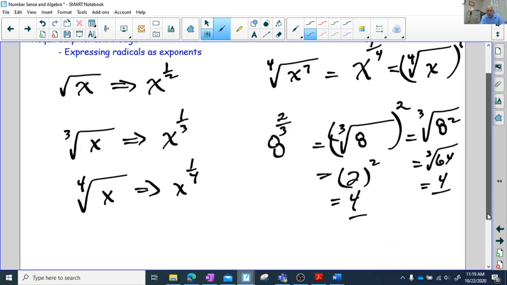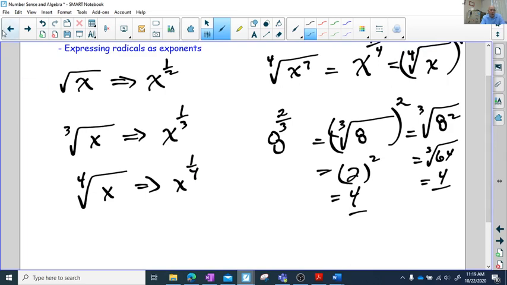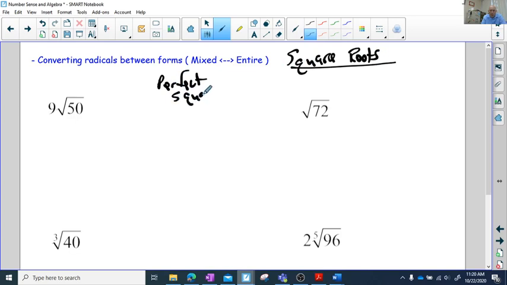Okay, so fraction exponents are radicals in disguise. Now, the next thing we want to look at is switching between mixed and entire radicals. Again, we're going to concentrate in the beginning here mostly on square roots. So to do that, you need to be very familiar with what are called the perfect squares. And the perfect squares are, well, 1, because it's 1 times 1.